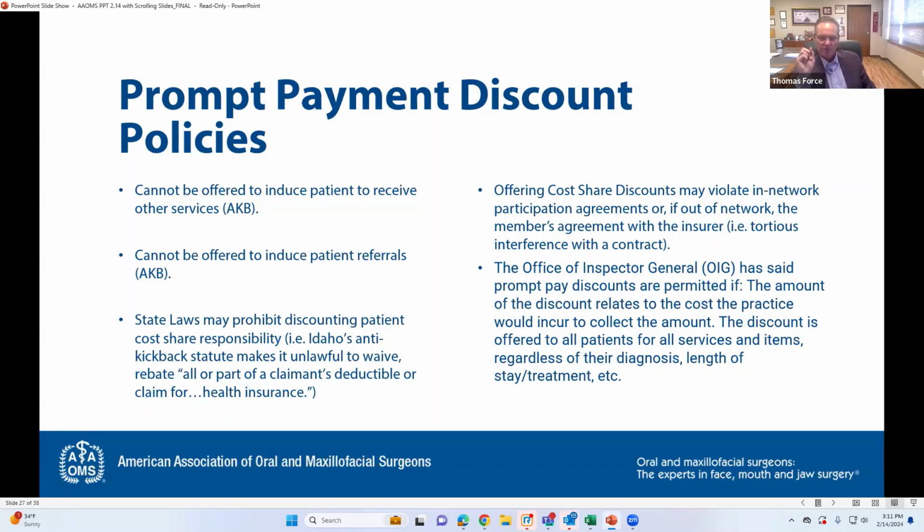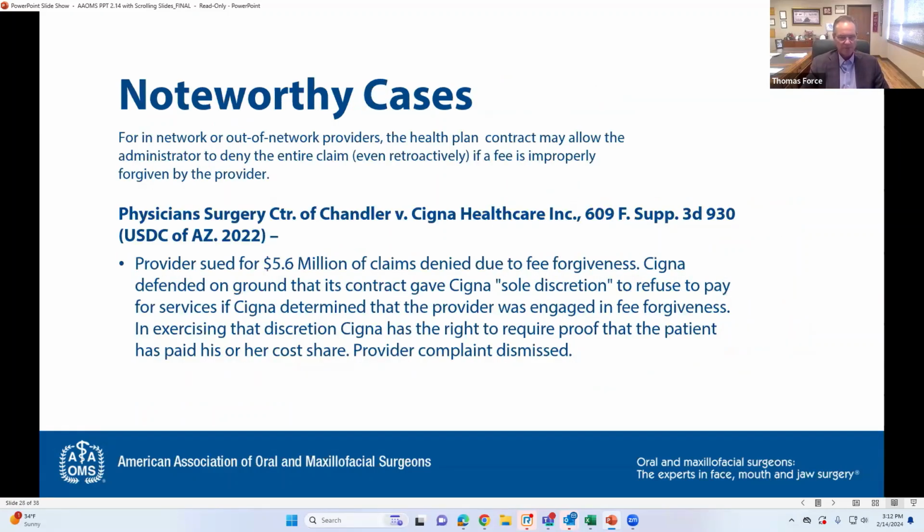Maybe you're paying a third of contingency to a collection agency, and so you're going to give a third discount. As long as it relates to the cost the practice would incur to collect and it's documented, you should be okay. Personally, I don't recommend more than 5 or 10% discount. I think you're looking for trouble.